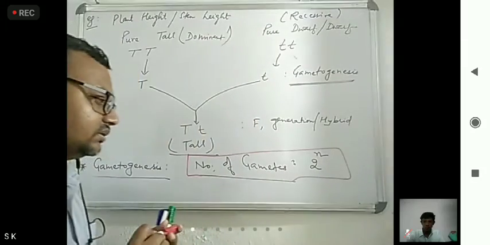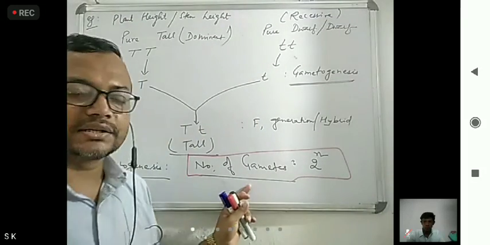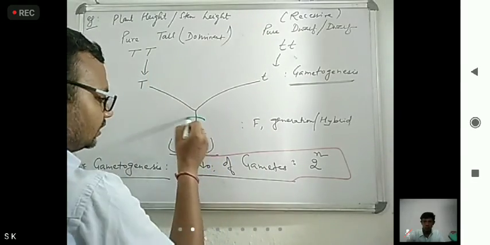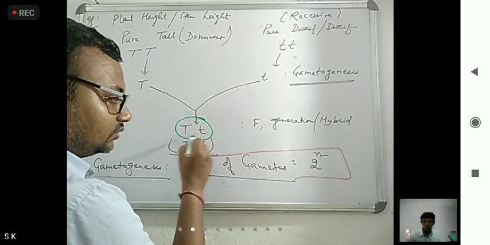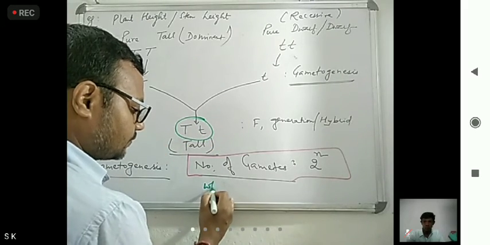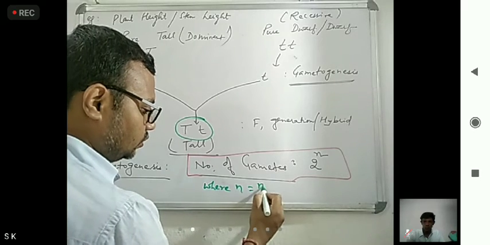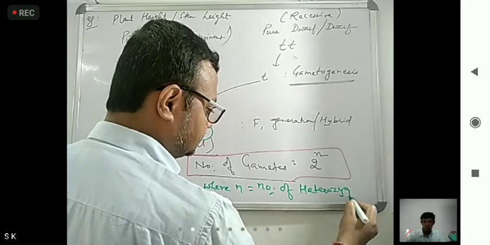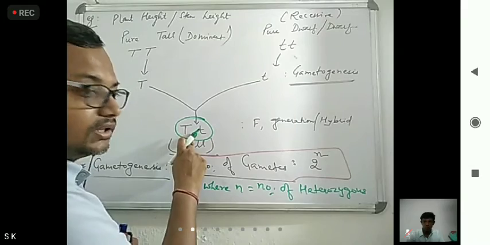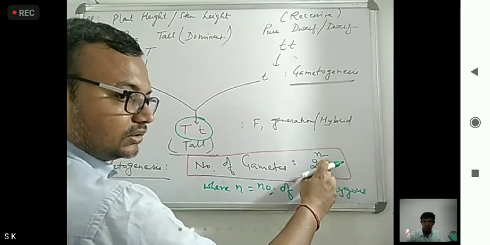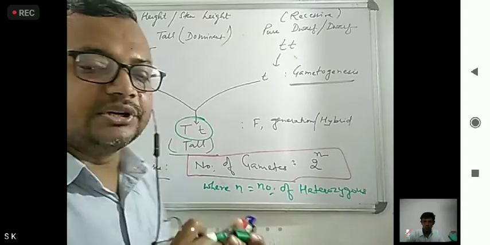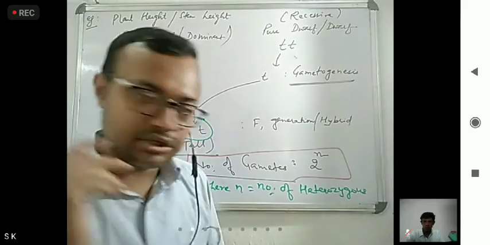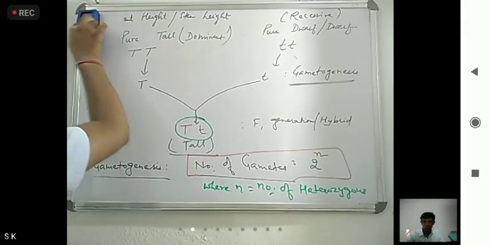If the number of gametes is asked, it is 2 to the power n, where n is the number of heterozygous conditions. Heterozygous means two different alleles. How many are there here? Only one. So the answer is 2 to the power 1, which is 2. So the formula for the number of gametes is 2 to the power n. Now we will discuss some questions, then we will understand it clearly.